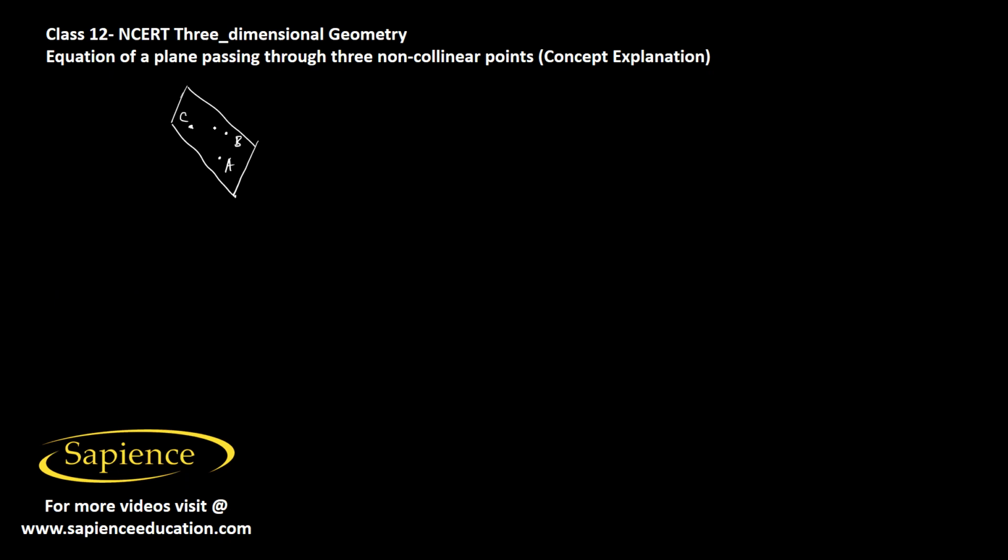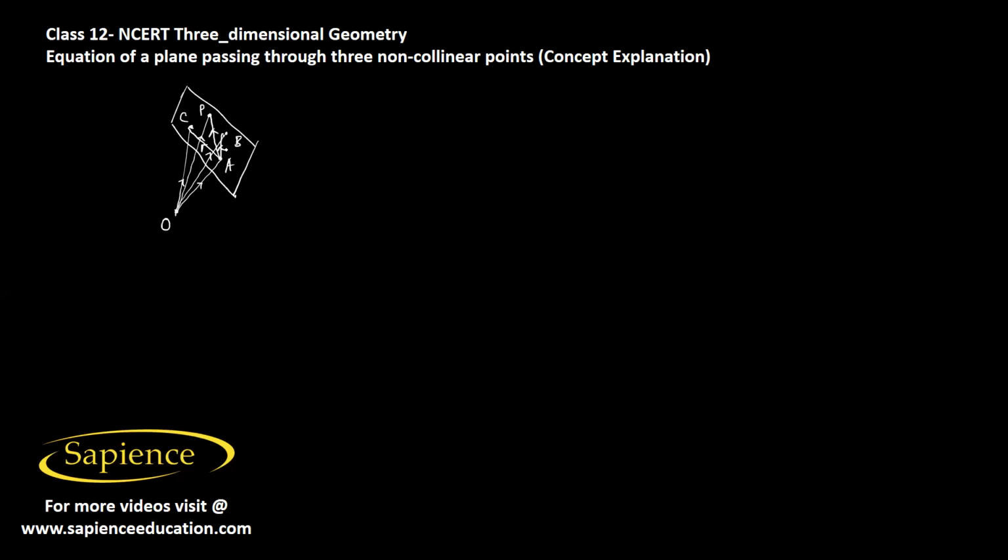Now here we also have to choose one arbitrary point P, and suppose here is the origin. So this is OA vector, this is OC vector, this is OB vector, and this is OP vector. Now this is AB vector, this is AC vector, and this is obviously AP vector.